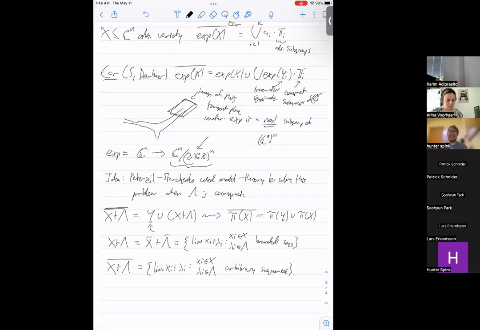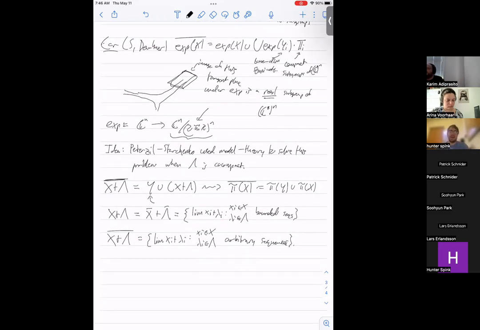Okay, hopefully I didn't say anything too contentious so far. But now I can define what I want Y to be. Instead of taking Y to be the complement, I'm going to take it to be the set of all limits of x_i plus lambda_i, where x_i in X and lambda_i in lambda are unbounded sequences. It turns out that just by restricting to the set of limit points that occur from unbounded sequences, you actually end up getting this nice set.